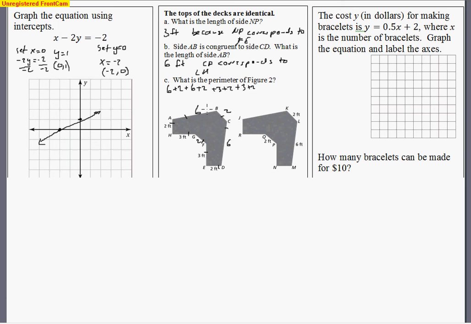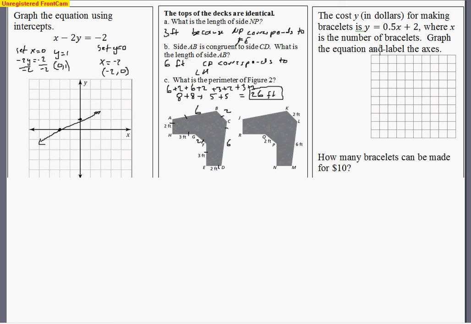So let's count the sides again. 1, 2, 3, 4, 5, 6, 7, 8 sides. I got 1, 2, 3, 4, 5, 6, 7, 8 numbers. So this is 8 and 8. And this is 5 and 5. And so that makes 10 and 16 gives me 26 feet.